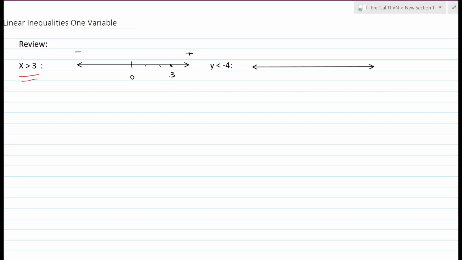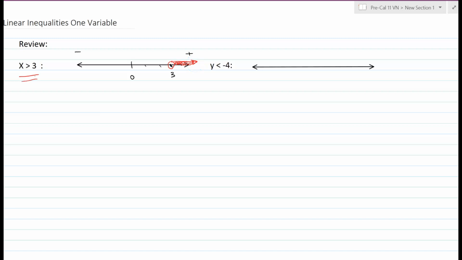And the way you show it is that first, because it is strictly greater than 3, we cannot include 3. That means it's going to be a hollow circle, and then we have to show with the arrow on top all the values that are greater than 3. Now in some textbooks they shade that area, but if you just put an arrow in like that, that should be okay. Alright, let's look at the next one.